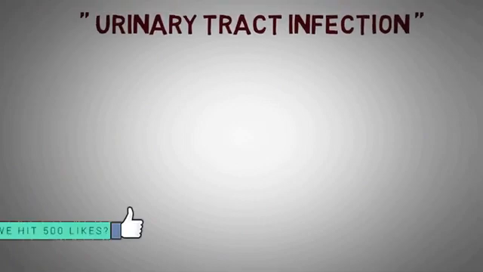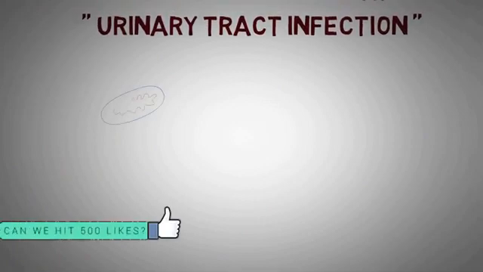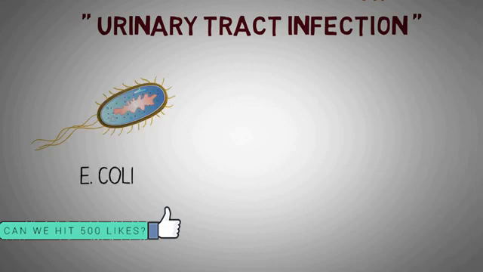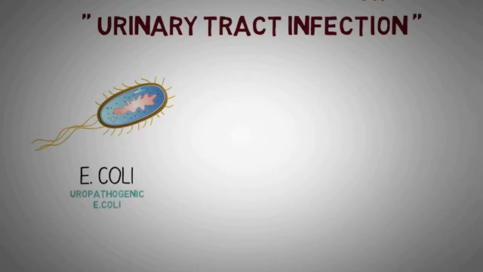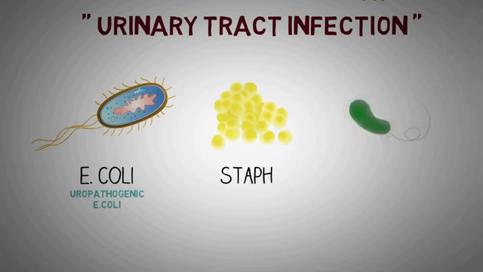Now let's look at the most important causes of urinary tract infections. The bacteria E. coli is the single most commonly involved bacteria in a UTI. And there is a specific strain of this bacteria that is responsible for almost all UTIs, and that is uropathogenic E. coli. Other bacteria that cause infections in the human urinary tract include Staphylococcus, Klebsiella, Pseudomonas and Candida.